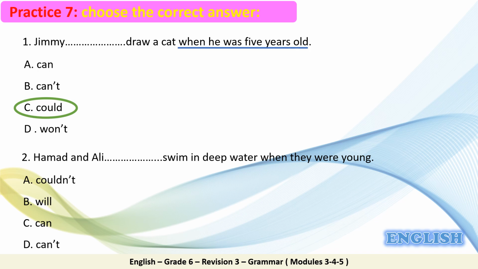Could. Excellent. Number 2. Hamad and Ali couldn't swim, will swim, can swim, or cannot swim in deep water when they were young. When they were young. This indicates also the past. Very good. So the answer is Hamad and Ali couldn't swim in deep water when they were young.